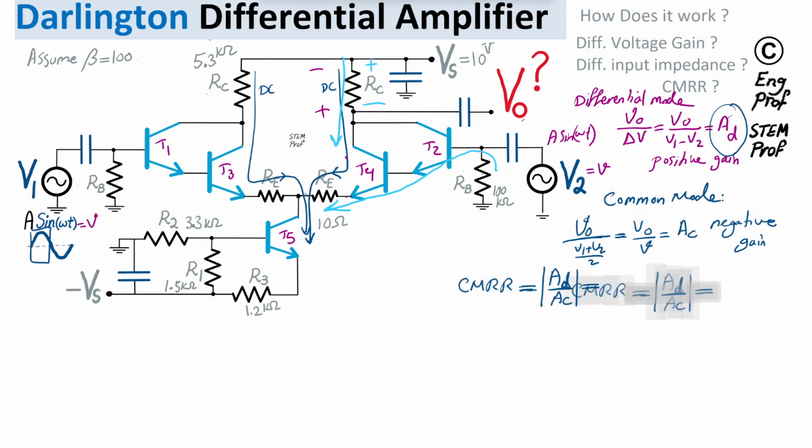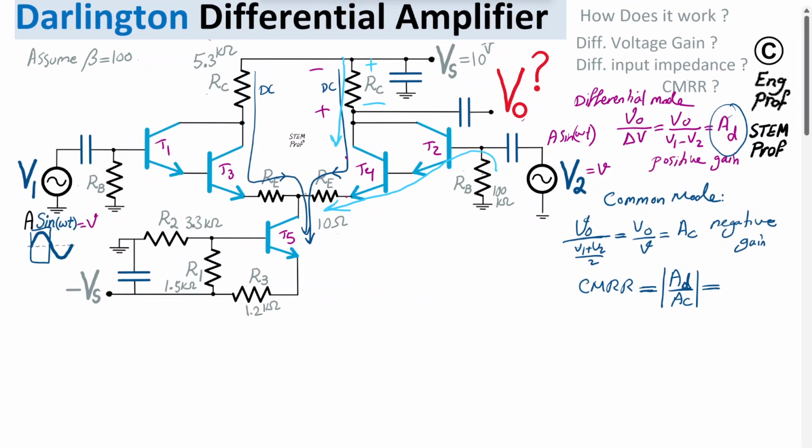We expect CMRR to be pretty large, on the order of tens or tens of thousands for this amplifier. Ideally we want it to be infinite. So the larger the better, which means a smaller common mode gain and a larger differential mode gain is more desired. So a larger CMRR is what we want, and a smaller AC is what we want. Ideally we want AC to be 0 in the denominator.